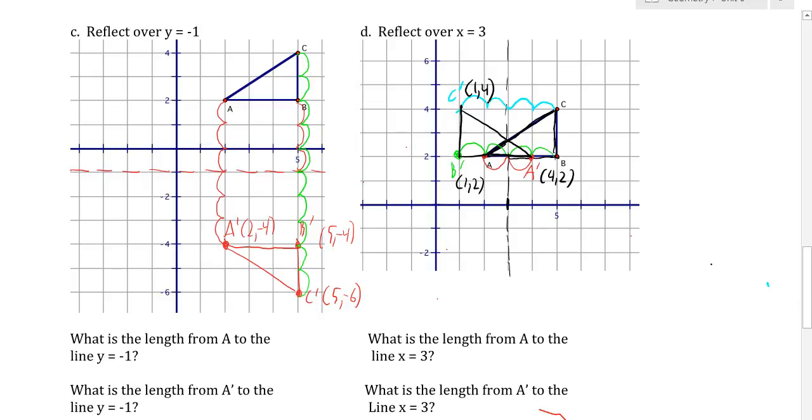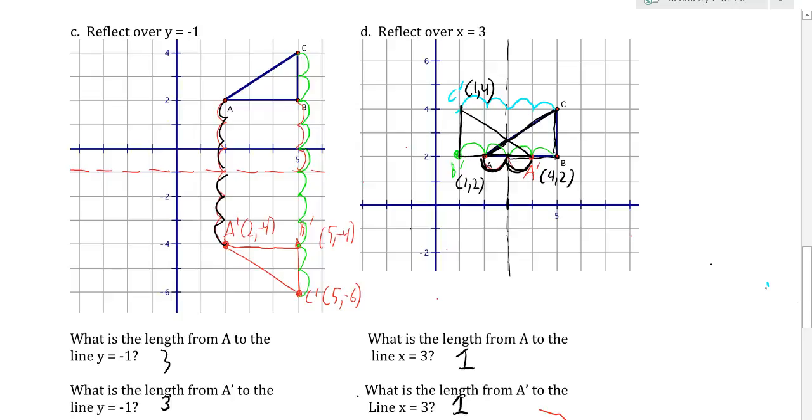All of these have to do with length, so calculating some lengths real quick. What is the length from A to the line y equals 1? That was the 1, 2, 3 that's over there. A prime to the line y equals 1. 1, 2, 3. When we're counting length or distance vertically or horizontally, all you have to do is count the number of spaces, the number of units. Doing the same thing for D, what is the length from A to the line x equals 3? That's 1. What is the length from A prime to the line x equals 3? That's also 1.